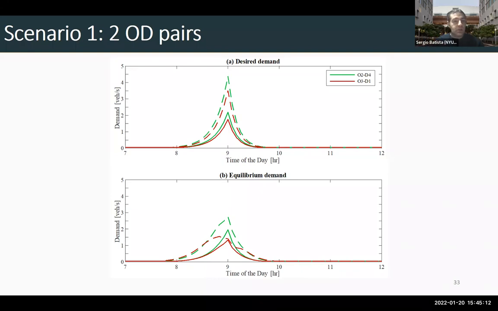We run our experiment, so basically our model, which we can call activity-based MFD modeling, or our framework. And we see that at equilibrium, the demand tends to flatten around the peak for the desired departure time choice, which is consistent with what we have in the bottleneck model.